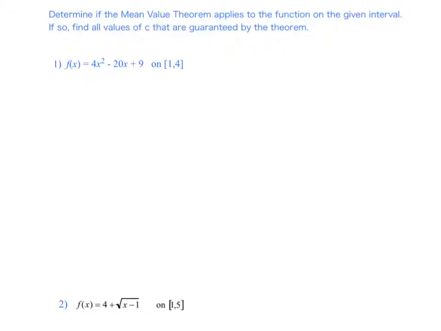Okay, this next set of questions asks us to do two things. First of all, we have to determine if the mean value theorem applies to the function on the given interval. And then, if so, find all values of C that are guaranteed by the theorem.